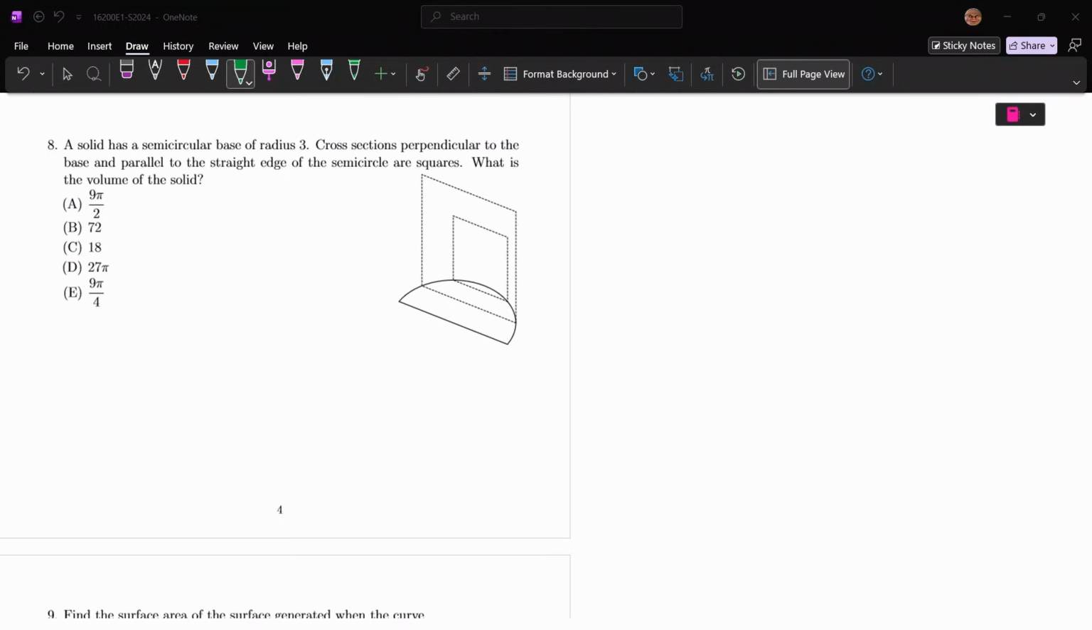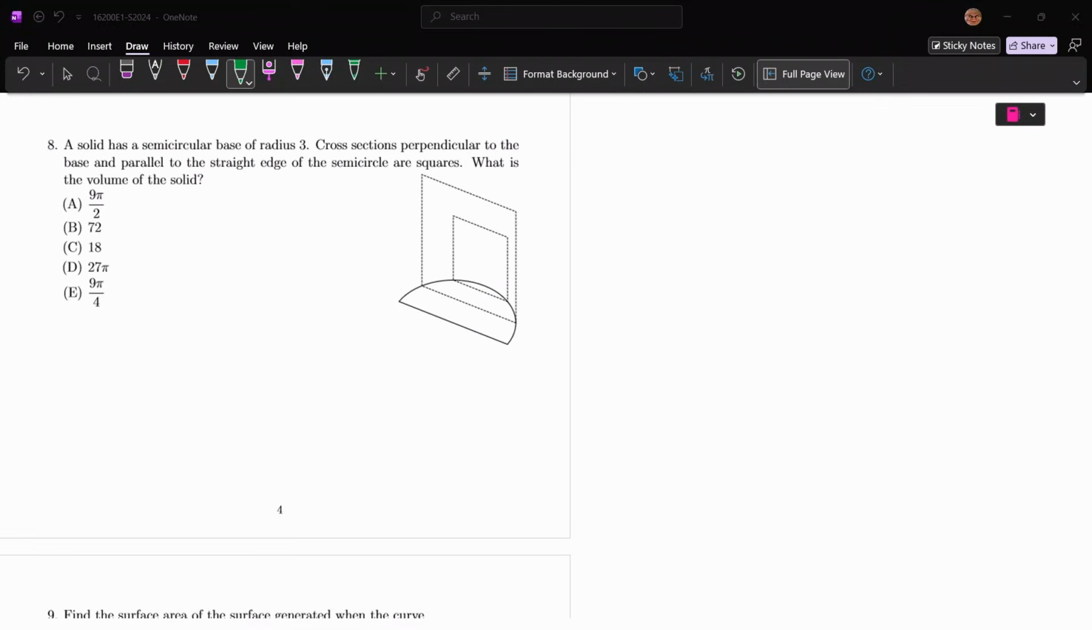Okay, so in this problem, we're given a solid with a semicircular base of radius 3, and it tells us that the cross sections perpendicular to the base and parallel to the straight edge of the semicircle are going to be squares. So what would the volume of the solid be?